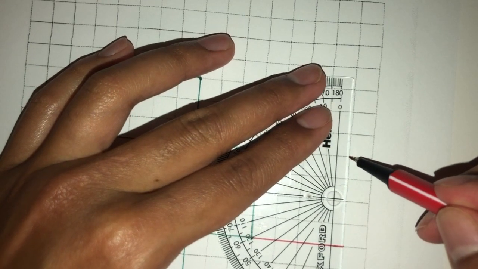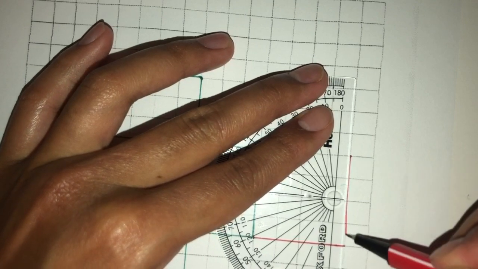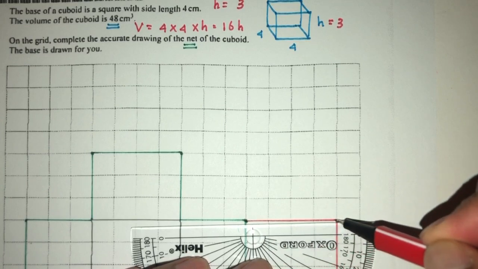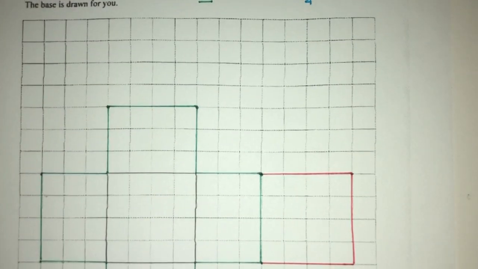That should be 1, 2, 3, 4, 1, 2, 3, 4, and that should be the last part. That should be the net of your shape. Okay, that will be your question number 6.